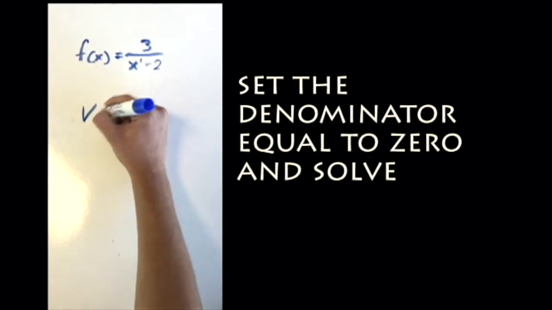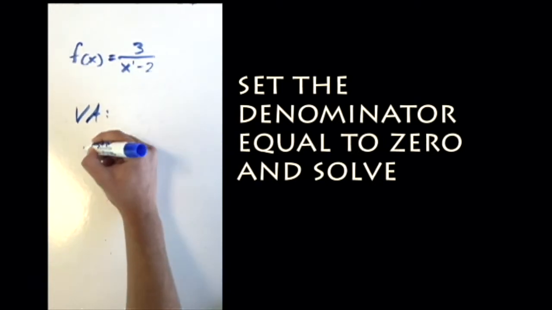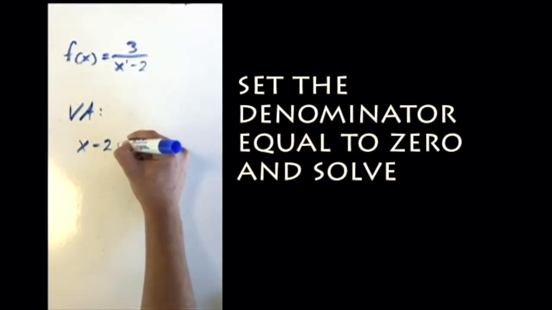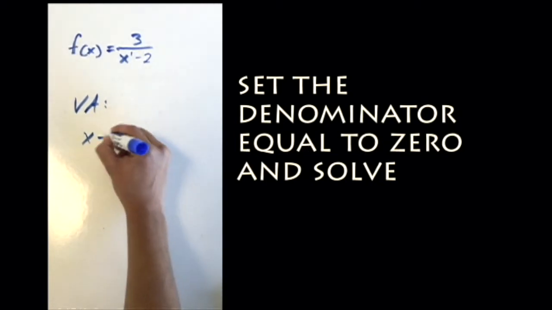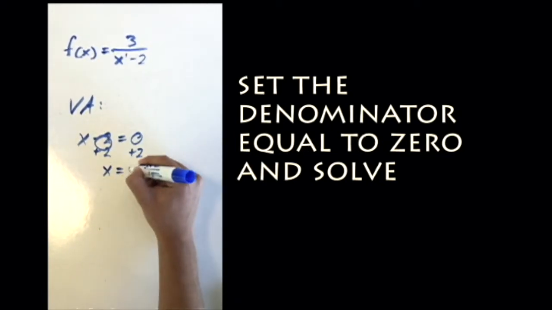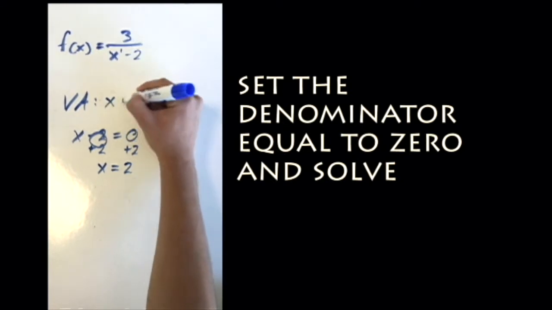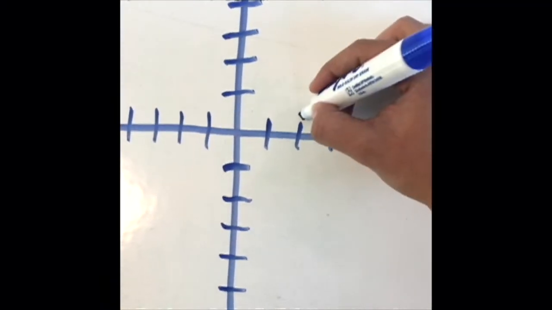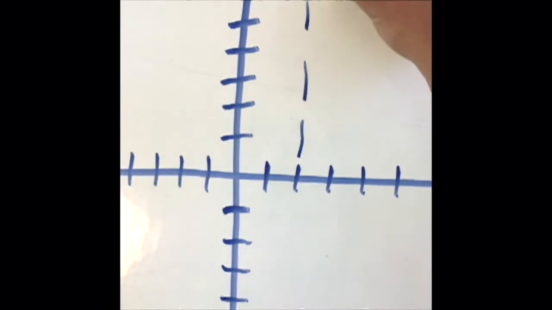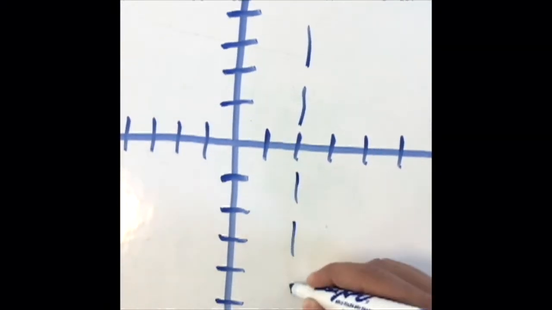Next, we find the vertical asymptote. We set the denominator equal to 0 and solve. As a result, we get x equals positive 2. Now we mark the vertical asymptote with a dotted line on the graph.